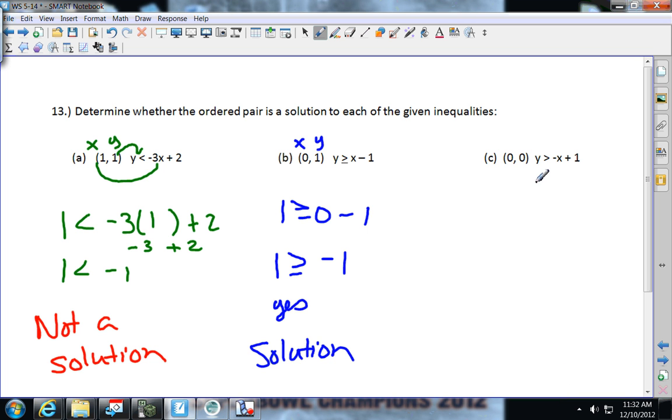On the next one, putting in x and y. Y is 0. Is it greater than? Now it says negative x. If I put 0 in there, this just becomes 0 because 0 can't be negative. 0 plus 1. Is 0 greater than 1? No, so it is not a solution.